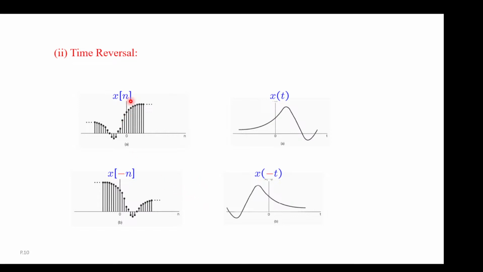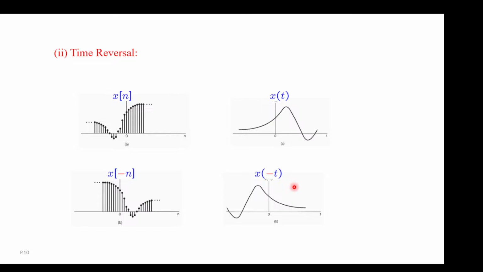Okay. So yeah, your signal is flipped around this t equal to 0 or n equal to 0 line. Okay. So it's a continuous one, and it's a bit more clear. So you have this shape. Now you flip left and right and it becomes this shape. So this is what happens when you put a minus sign on your independent variable, or the time variable.